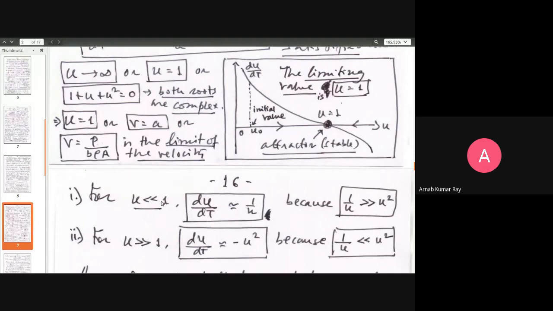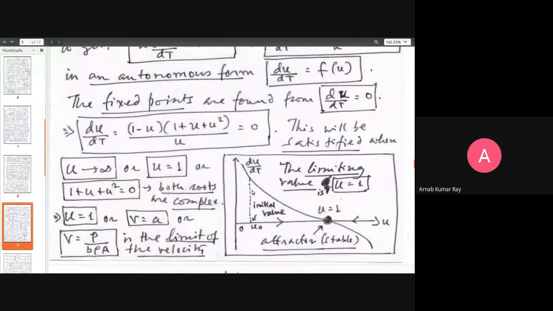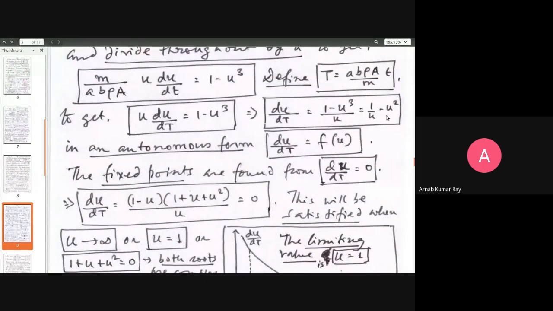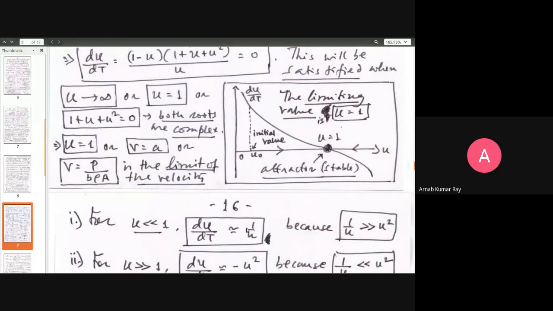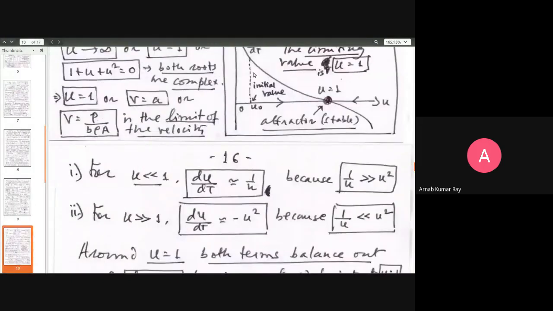When u is very much less than 1, let us look at the function here. U is a very small number, since it's very much less than 1. U squared will be an even smaller number, but 1 upon u will be a very large number. Therefore, when u is very much less than 1, 1 upon u will be very much greater than u squared. So du/dt is approximately equal to 1 upon u.